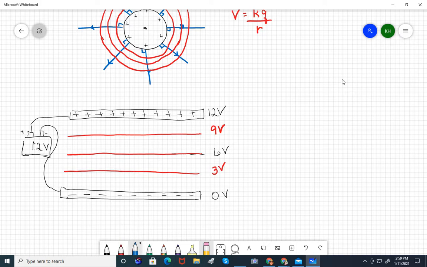If we draw our electric field lines, remember they point away from positive toward negative. And we can see another really important characteristic of equipotential surfaces and electric field lines.